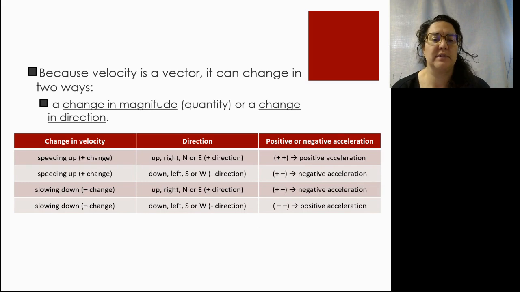Now if we're speeding up in a negative direction, this is going to be negative acceleration. So if we're speeding up going in reverse down the highway, this is negative acceleration. Now, if we're slowing down while traveling up, right, north, or east, this would be, again, negative acceleration. So if we're traveling forward but decreasing our velocity. Now, if we're slowing down while traveling in a reverse direction, so if we're slowing down while going down, slowing down while traveling left, this would then be positive acceleration because we have two negative vectors.